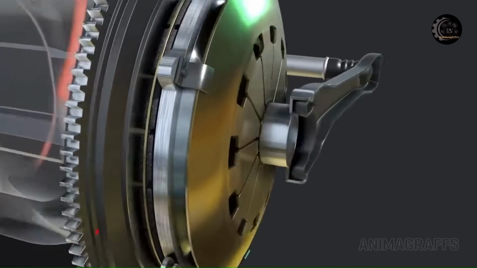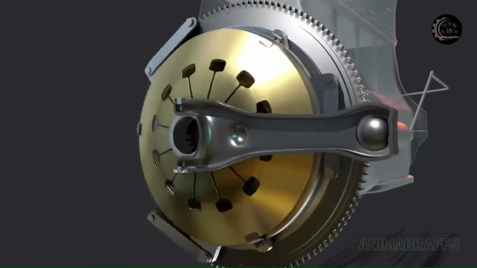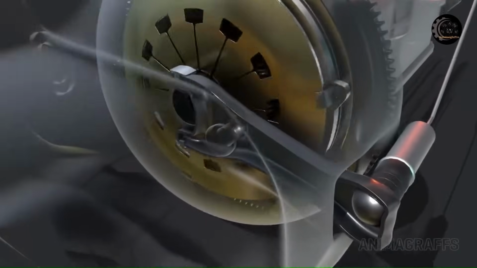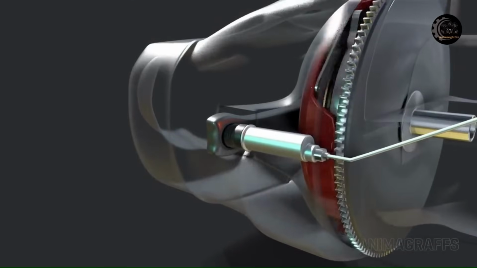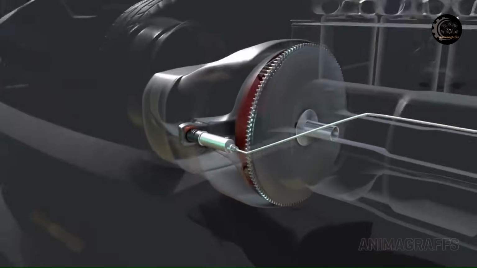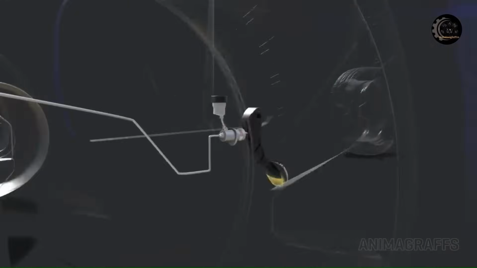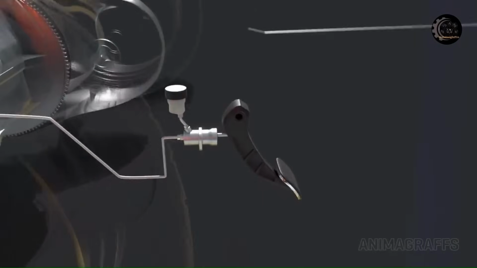Proper coordination of clutch pedal operation is crucial for smooth engagement and disengagement of the clutch. The driver must release the clutch pedal gradually and smoothly to prevent abrupt jerking or stalling of the vehicle. The process of engaging and disengaging the clutch is repeated each time the driver shifts gears or comes to a stop.